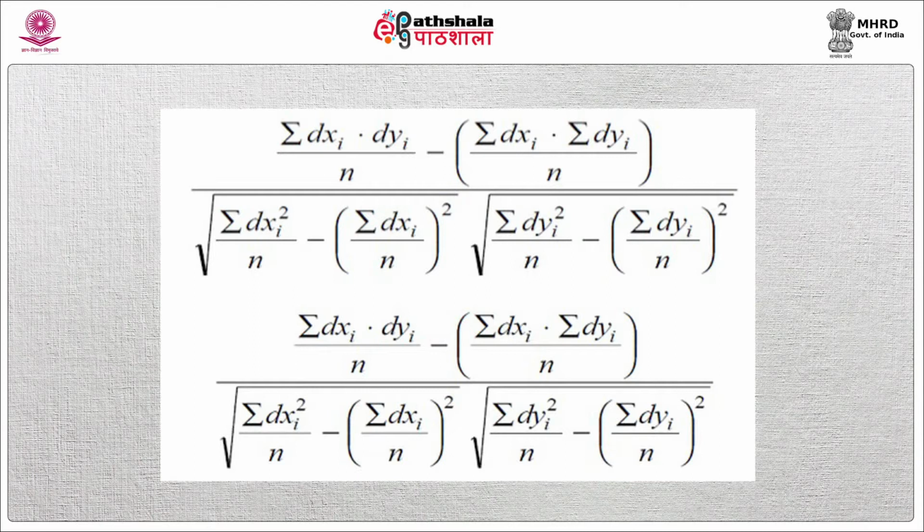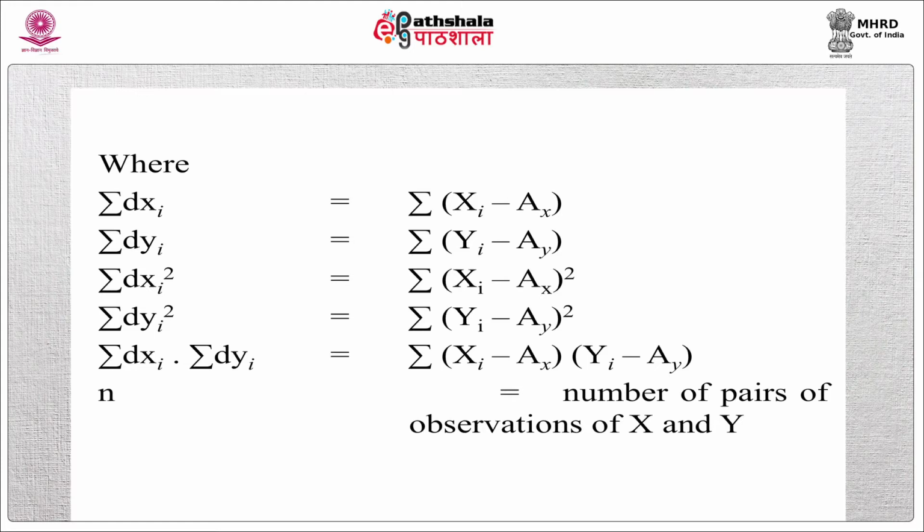In this formula, summation dxi is equal to summation of xi minus assumed mean x, summation dyi is equal to summation of yi minus assumed mean y, summation dxi square is equal to summation of xi minus Ax whole square, and summation dyi square is equal to summation of yi minus Ay whole square. Summation dxi into dyi is equal to summation of xi minus Ax, that is the assumed mean of x, multiplied by yi minus Ay, that is the assumed mean of y.